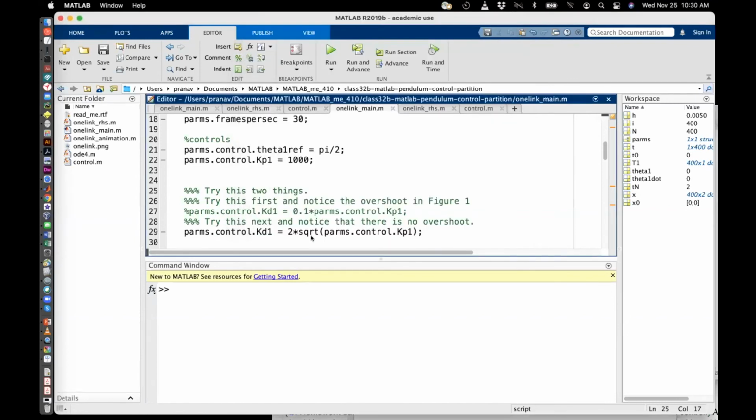Okay, any questions? I'll stop with that. And I'll do trajectory tracking in just a bit. But any questions so far?